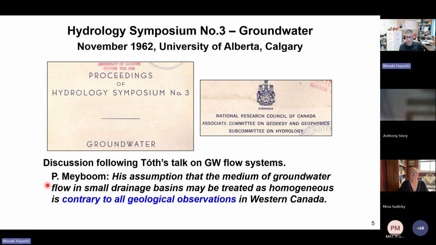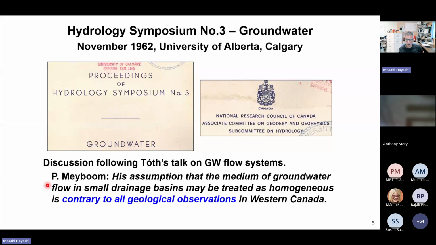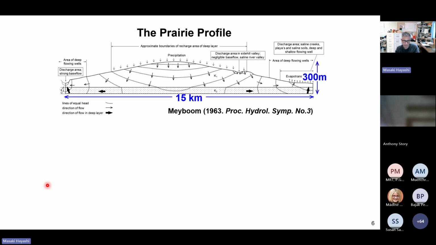Tóth's assumption that the medium of groundwater flow in small drainage basins may be treated as homogeneous is contrary to all geological observations in Western Canada. Contrary to all geological observations. So this must have stirred some heated discussion, but of course I wasn't there. This was discussed even at that time, but largely ignored since then.